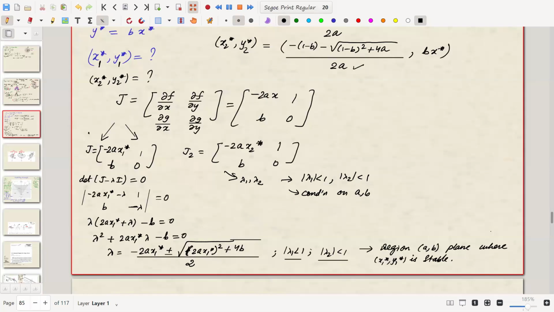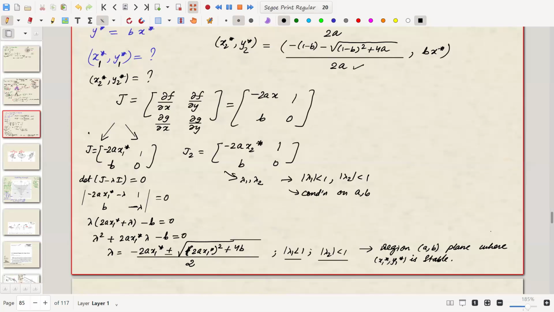Because there is a square root. I wanted you to realize that it is not that easy, so I made you do this calculation. Okay, but you have to do this calculation in the assignment. But there is another way around. There is another route to this.